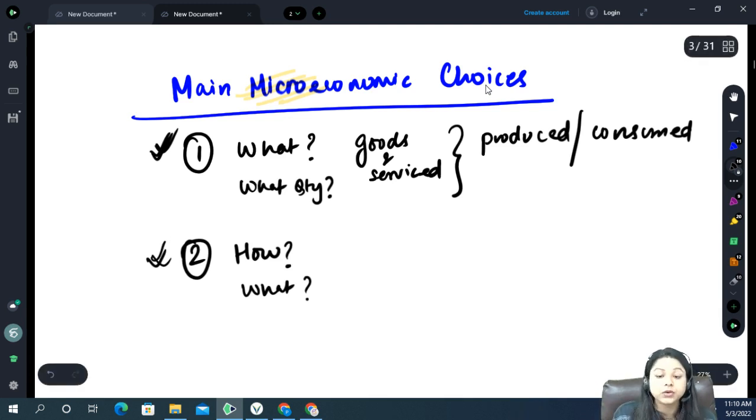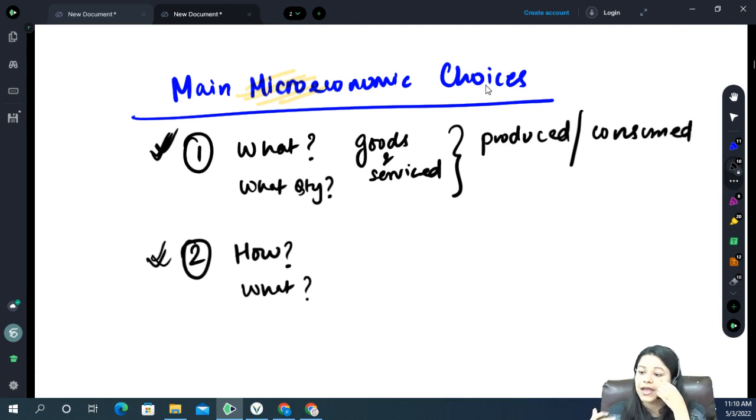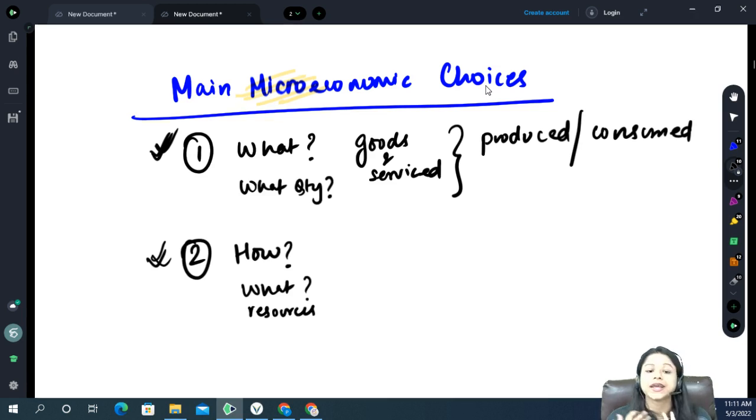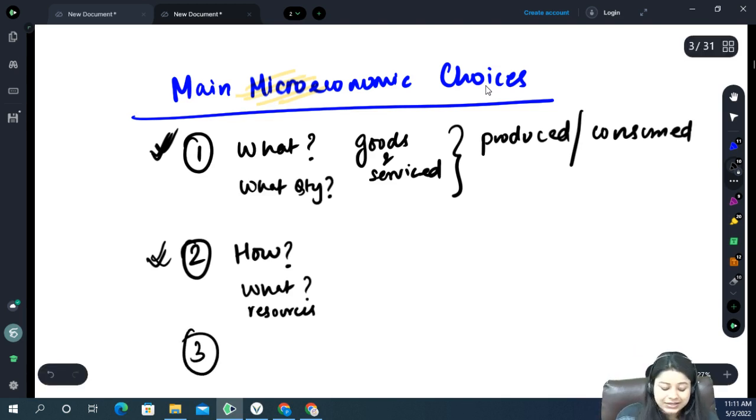Now I will decide what and how I will produce this particular cloth, what all resources I will use in producing it. Clear what techniques I want to use to produce this particular cloth. Lastly, the last decision is for whom you want to produce this particular goods and service.